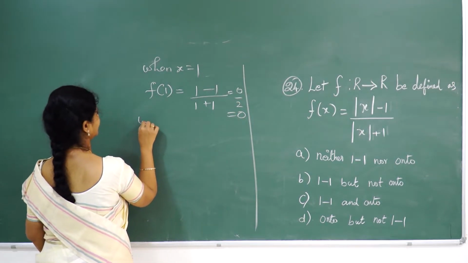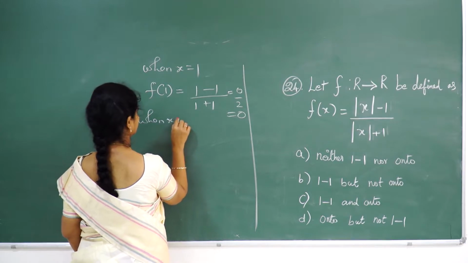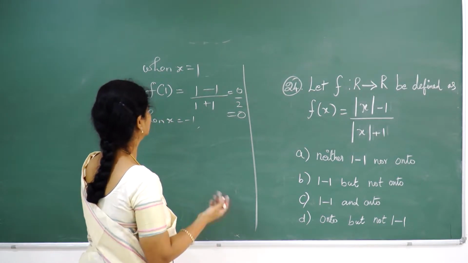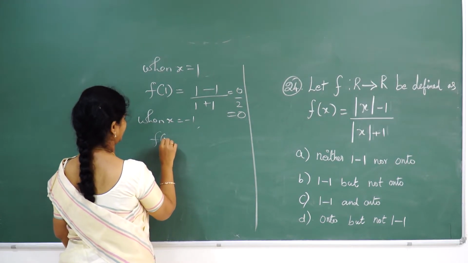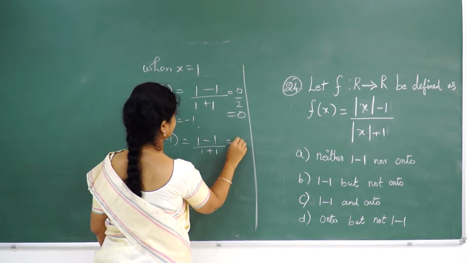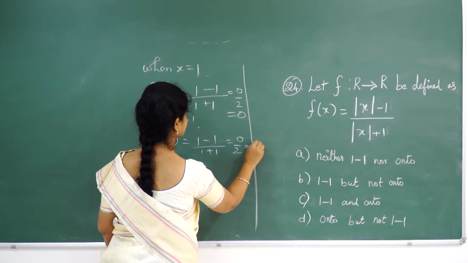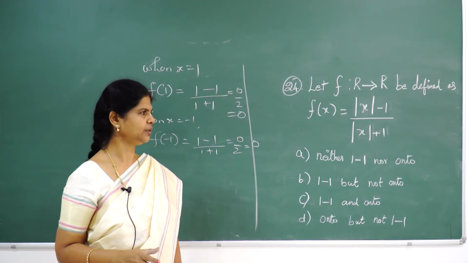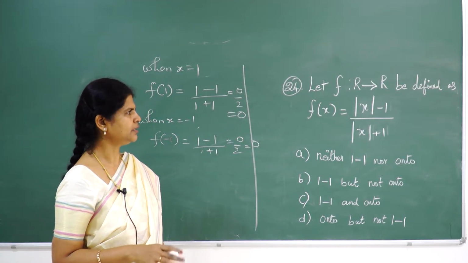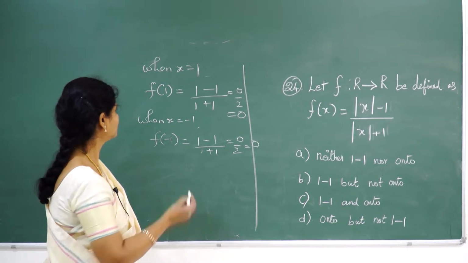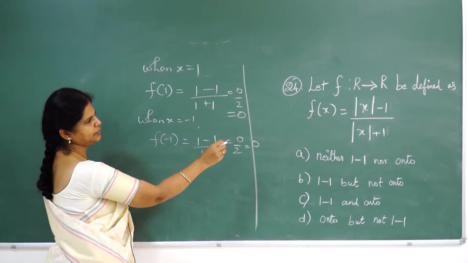Next, let us take when x equal to minus 1. For minus 1, again the modulus value is plus 1. So you get f(-1) equal to again (1 - 1)/(1 + 1), which is 0 by 2, and the answer is 0. So for 1 and minus 1 you are having the same image, the same image in the codomain. So 1 and minus 1 have the same images.